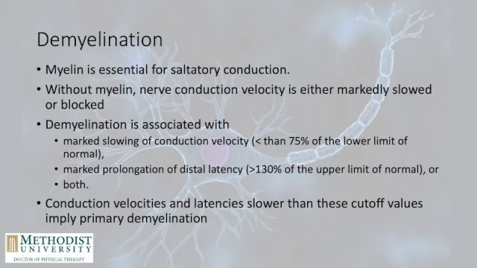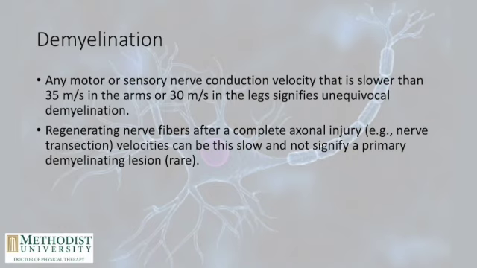So what we're looking at, and how we can determine if demyelination has happened, is slowing of conduction velocity and prolonged distal latency. Conduction velocities and latencies slower than the normal cutoff values imply that we have demyelination happening. So any motor or sensory nerve conduction velocity that is slower than 35 meters per second in the arms or 30 meters per second in the legs signifies unequivocal demyelination.